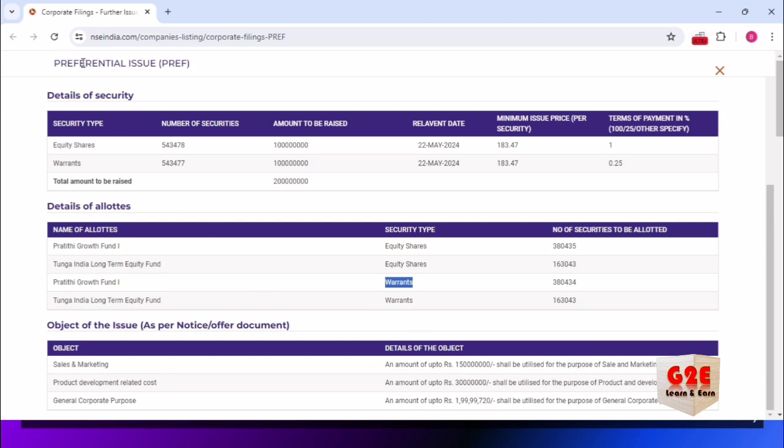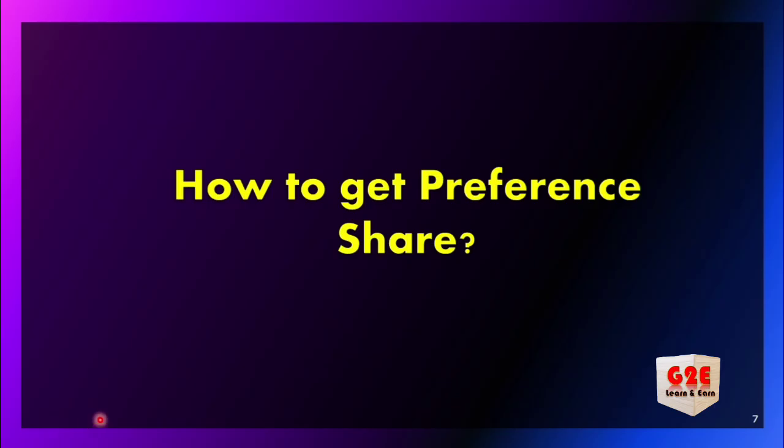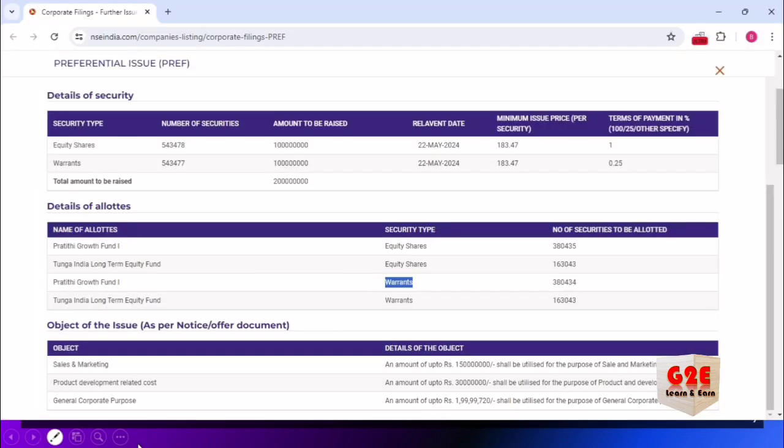And what is the purpose of the preferential issue? That is also available at the bottom. You can look. Sales and marketing, they are allocating this much, and product and development cost this much, as well as general corporate purpose. They are issuing this much amount for general corporate purpose.